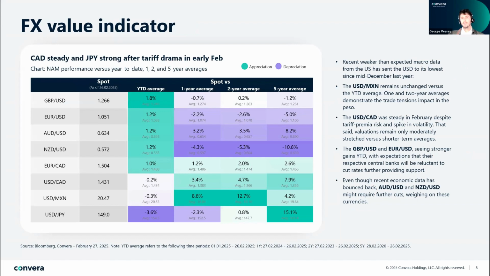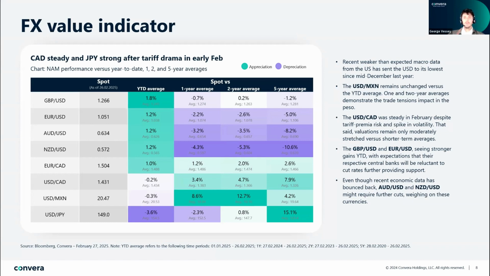In terms of the positioning relative to historical average rates, we like to highlight where opportunities might lie, whether exchange rates appear over or undervalued. So this slide here is our value indicator slide. It shows where currencies are in relation to different average rates over different time periods. And it shows here that the pound is almost 2% higher than its year-to-date average against the US dollar, but is over 1% below its 5-year average rate of 1.28. For the euro dollar it is even more undervalued relative to that 5-year average, 5% below that.